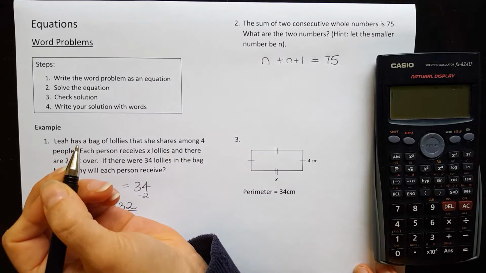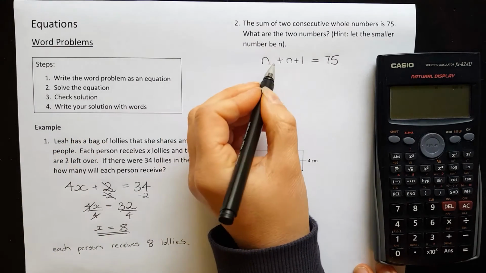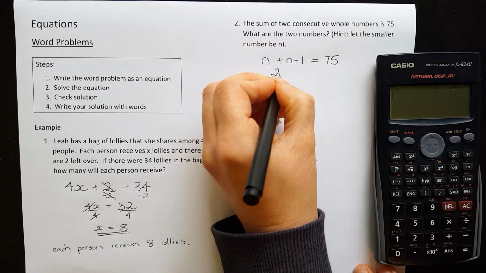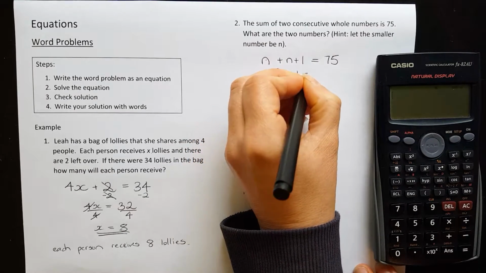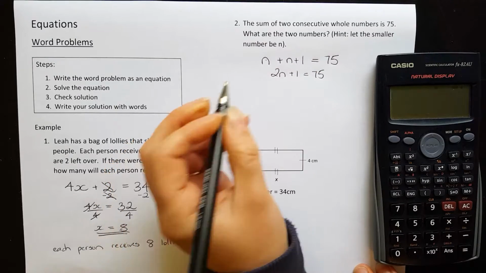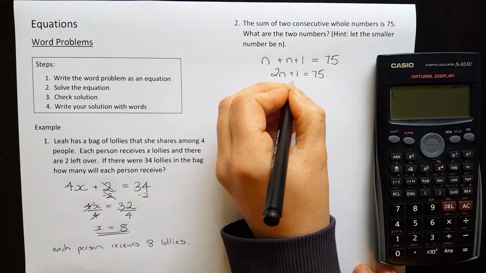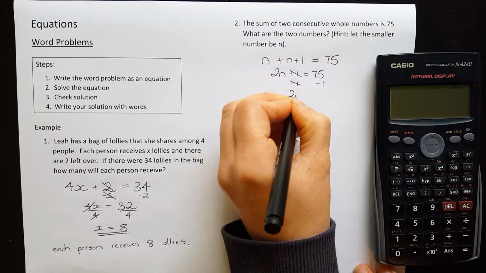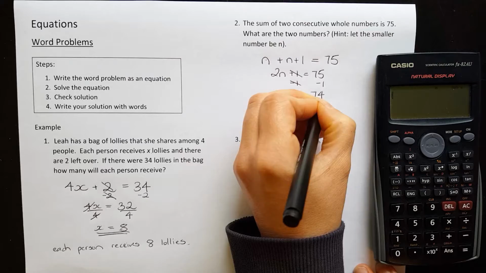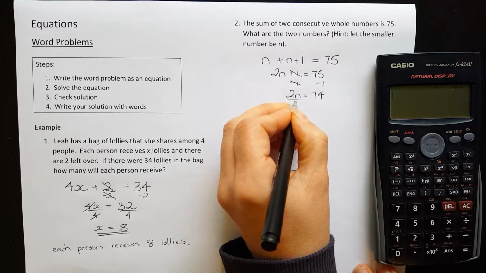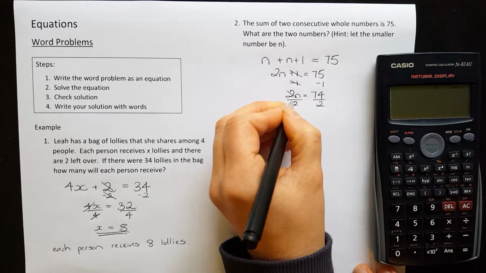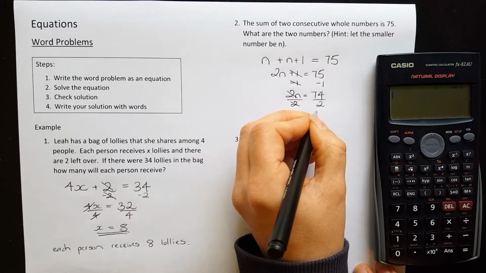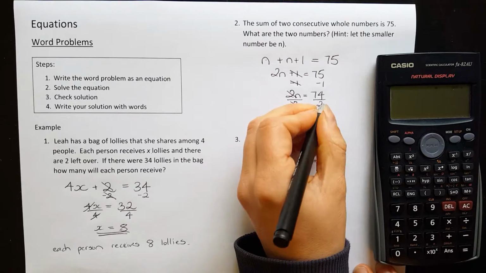Okay, there's my equation. To solve the equation, first of all, I need to collect these up. n plus n is 2n, plus 1 is equal to 75. Now let's solve it by doing our inverse operations, minus 1, minus 1. 2n is equal to 74. And then we divide by 2. n is equal to 74 divided by 2, which is 37.